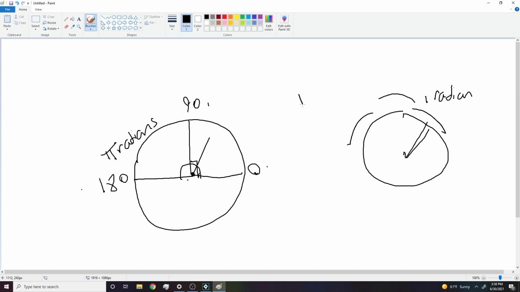So for every pi radians, we have 180 degrees. If we want to convert from degrees to radians, all we have to do is take the degrees we have, multiply that by pi over 180, and you would get the amount of radians of that degree. So you could reduce this fraction. That's how you'd get that.